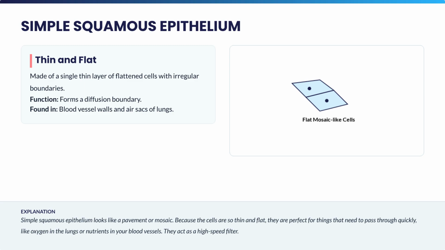Simple squamous epithelium consists of a single layer of thin, flattened cells. Their thinness allows for rapid diffusion, making them ideal for blood vessel walls and the air sacs of lungs, where they act as a high-speed filter.